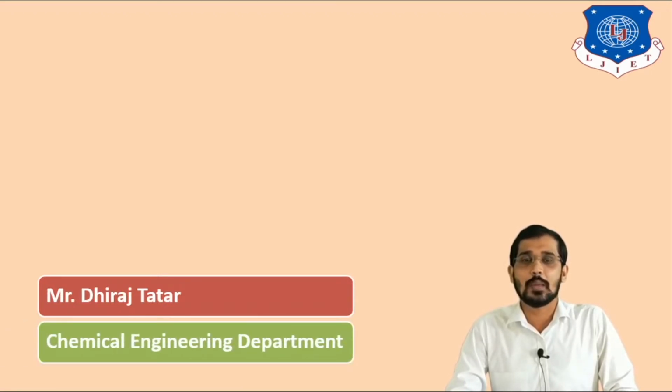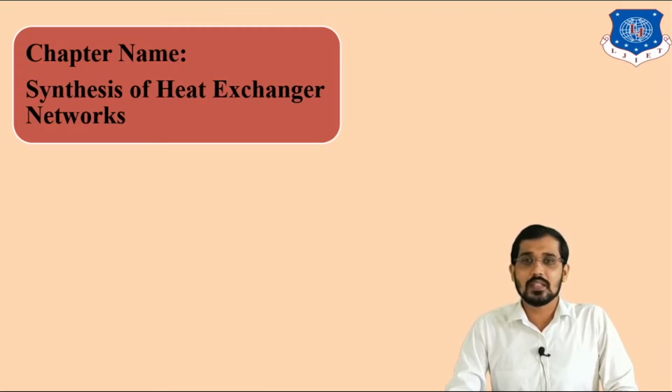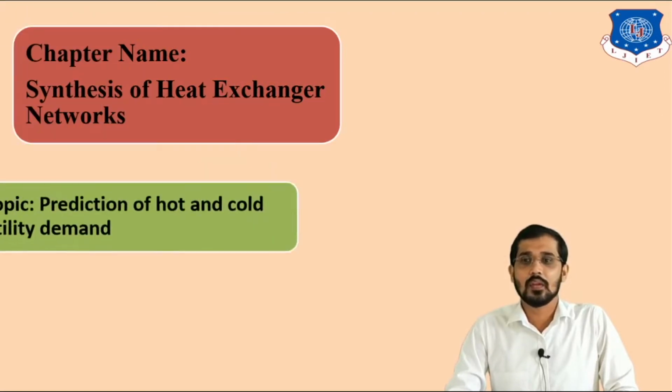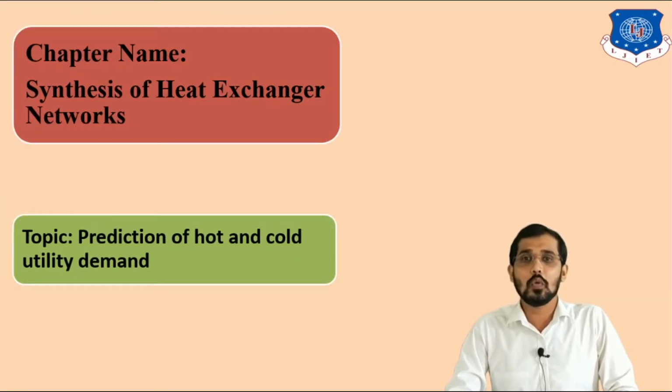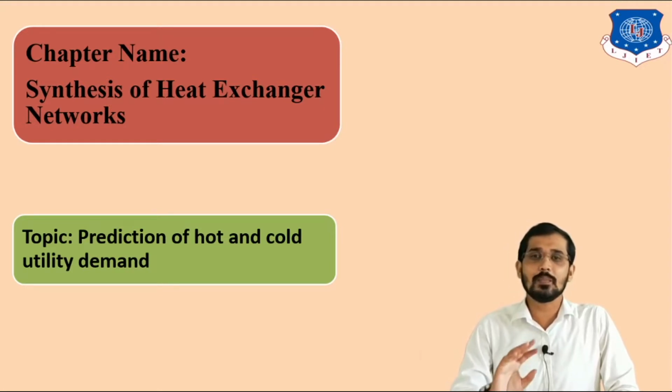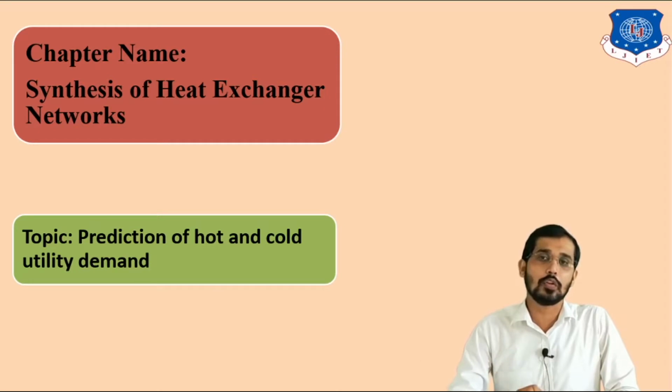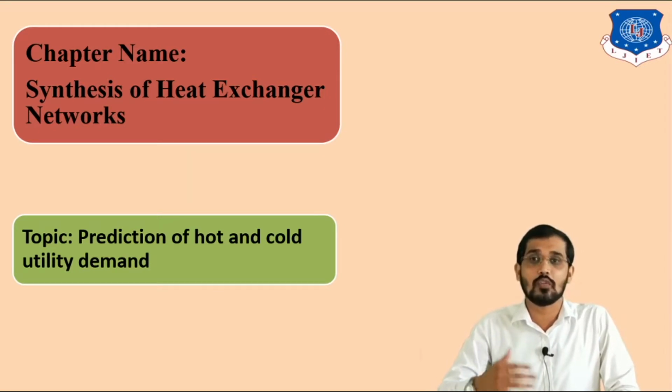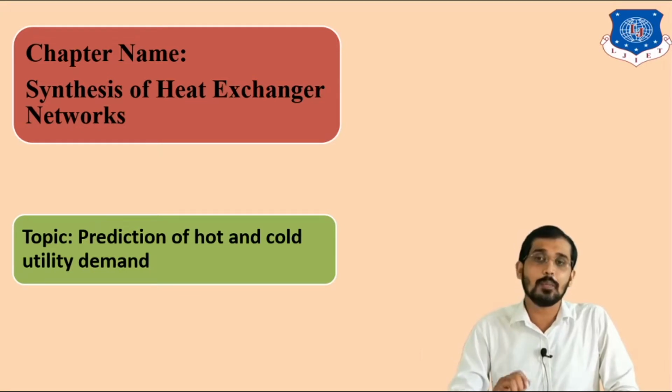In this lecture, I am going to start a new topic of computer aided process synthesis. So let's start. The chapter name is Synthesis of Heat Exchanger Network. The topic is Prediction of Cold and Hot Utility Demand. Before that, you should know what is the meaning of cold utility and hot utility. These are nothing but an extra amount of energy, extra amount of heat being provided in the process industries.